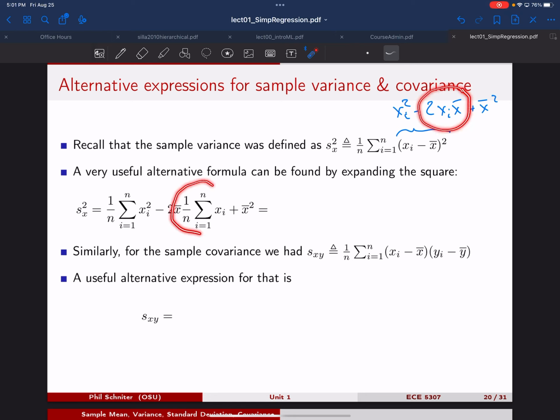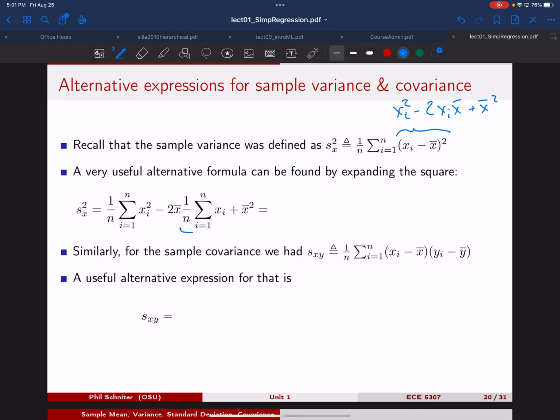But because I'm essentially averaging over i, this x bar can slide out to the front. It doesn't need to be part of this averaging sum. And then finally, we have the average of x bar squared. X bar squared doesn't depend on i, so I'm just averaging the same thing over and over again. I just get x bar squared. Does that make sense? Okay, so let's go a little bit farther.